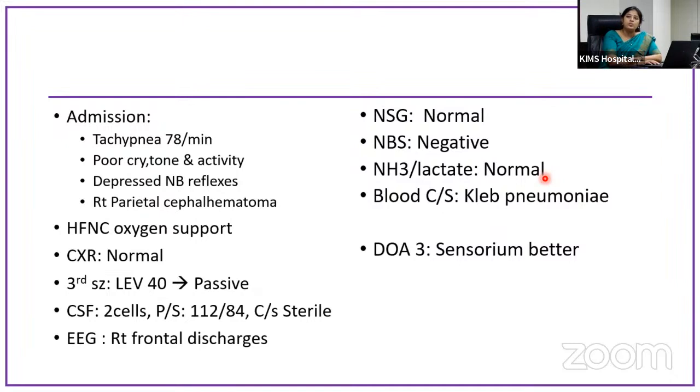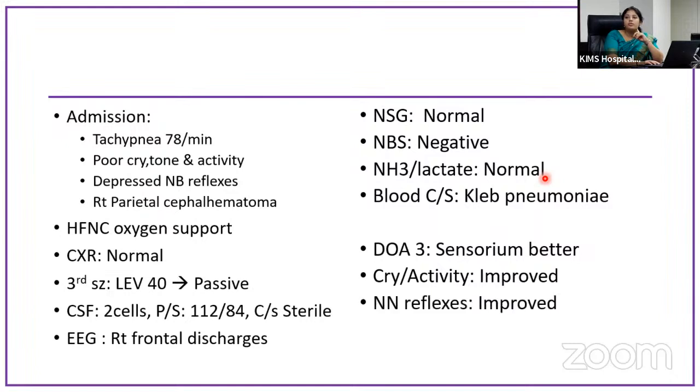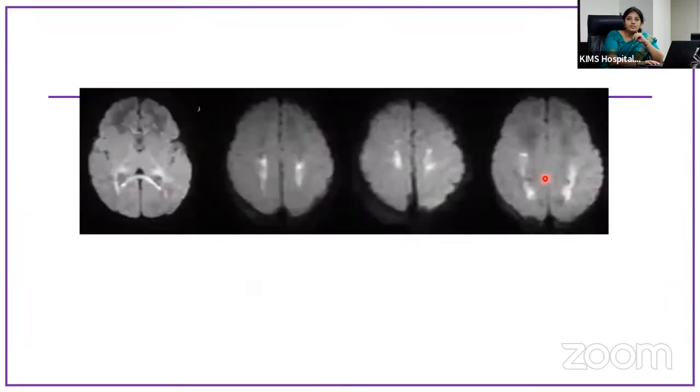Now we have a child who has an apparently normal perinatal transition, has persistent respiratory distress, and later on develops a seizure. And now the cultures are also positive. So by day 3 of admission, the sensorium was better, the cry activity improved, the neonatal reflexes improved, and MRI was done, because still we are not very sure of the cause of the seizures.